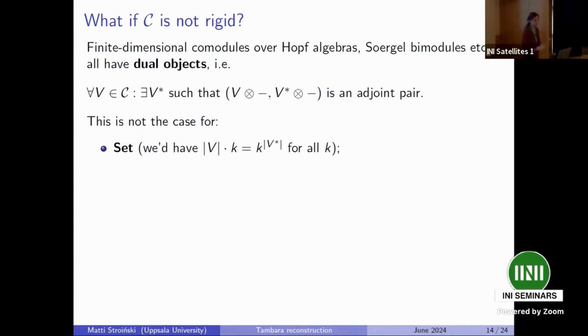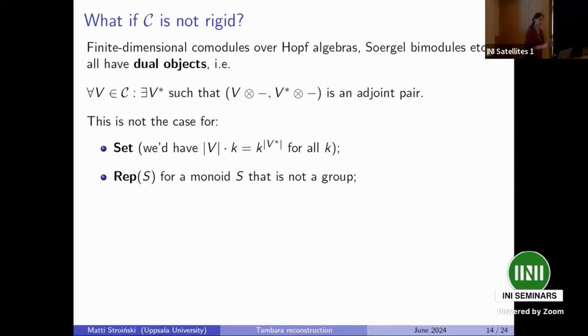So there are plenty of categories that are monoidal but aren't rigid. The first example is, most likely, the category of sets, or finite sets also works. The only object that admits a dual in Set is the singleton. It's self-dual. Because if one plays with the hom adjunctions, one gets an equation that is only satisfied by the singleton.